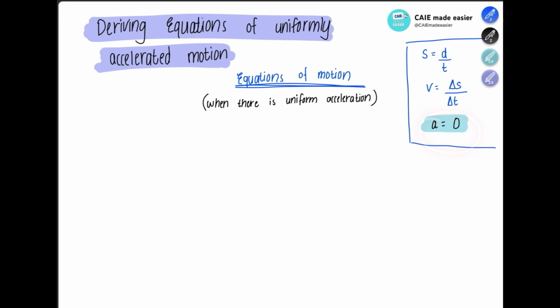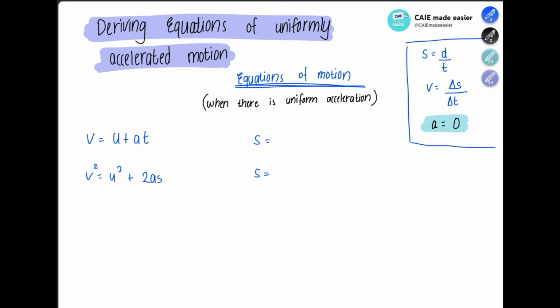But what about when there is uniform acceleration? What is it that you can do? You have to basically memorize these four equations. The first two equations are used to find the velocity, and the second two equations are used to find displacement. So v equals u plus at, and then v square equals u square plus 2as.